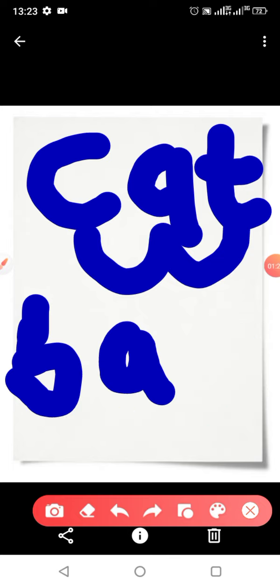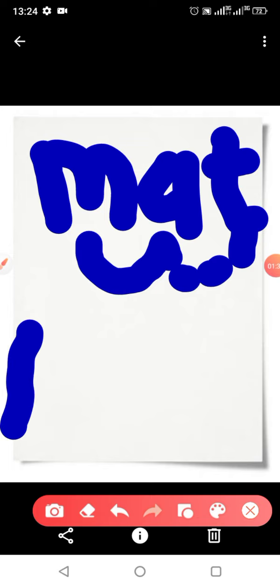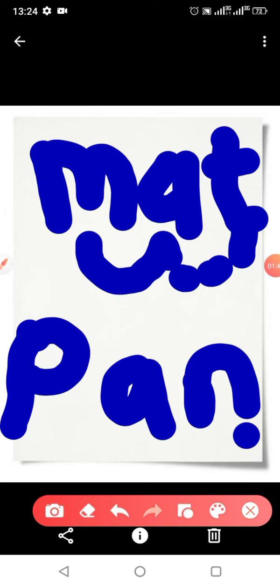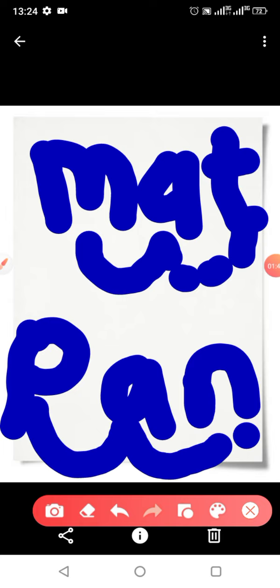So let's continue with the vowel A. At, mat, p, an, pan. So that's how to sound and blend.